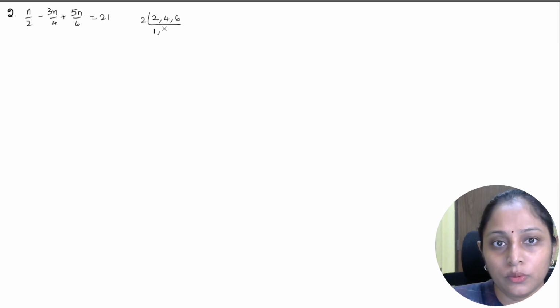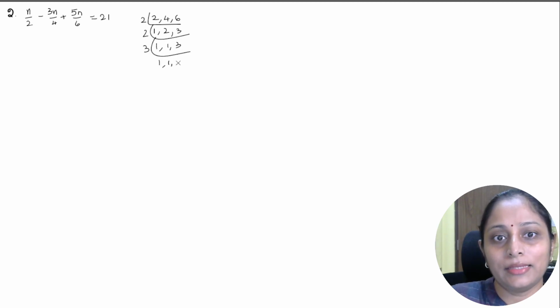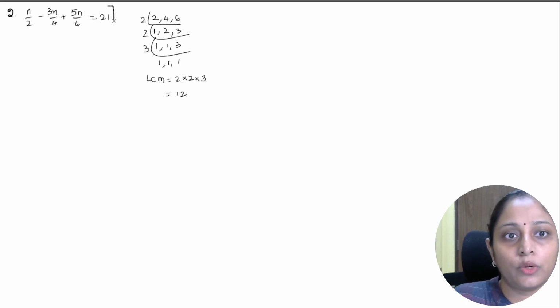2, 2's, 2 3's, and 3. Now my LCM is 2 into 2 into 3, which is nothing but 12. So what am I going to do? Multiply the entire equation by 12.